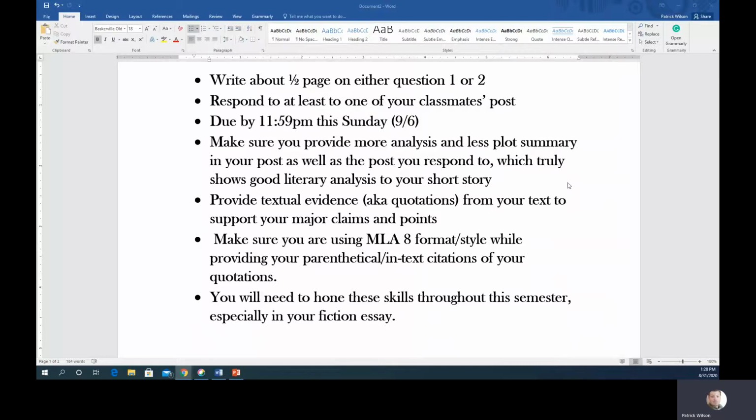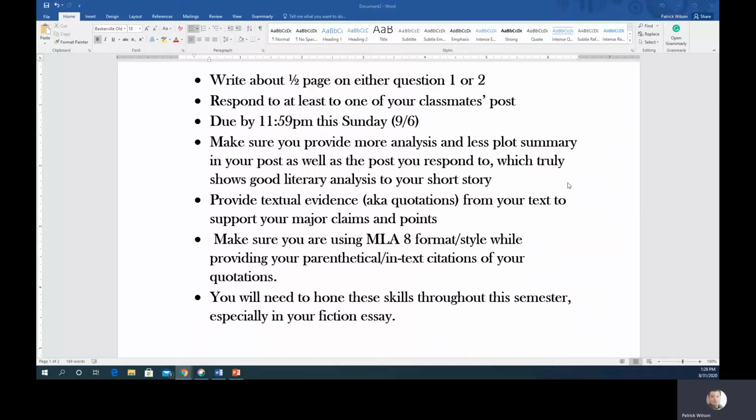Also, I can go ahead and start grading and seeing if there's any big issues that we have to focus on as it relates to your analysis and how you're using your quotes, because in both of these response paragraphs, you want to provide more analysis and less plot summary. Because if you're providing more analysis and critical thinking, you're really doing what good literary analysis is meant to be.